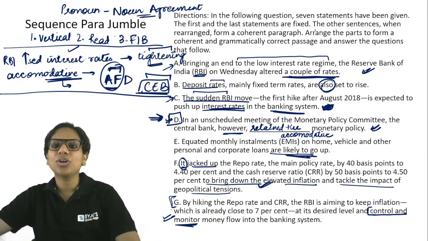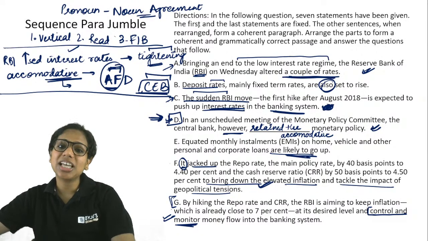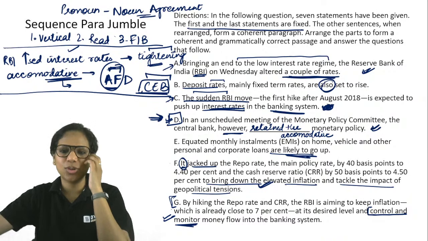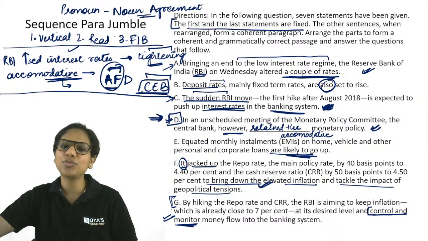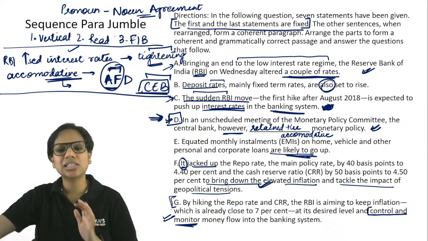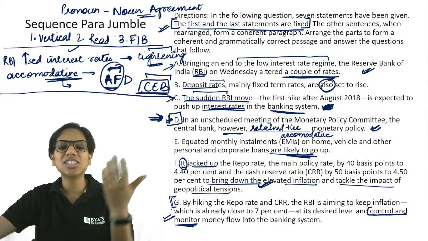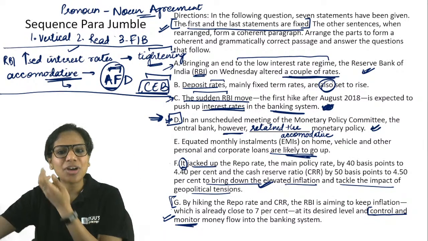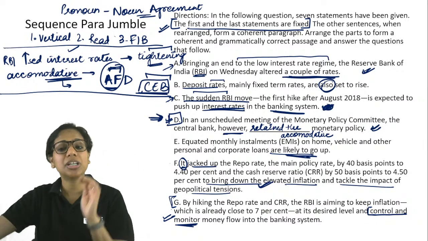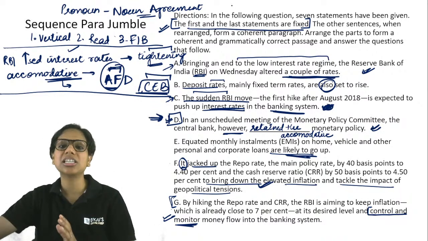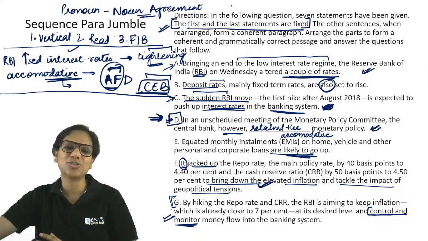Okay. Now, it says the first and the last statements are fixed. So yes, here it is mentioned. See, a lot of times in your exam this is not mentioned, right? So that's why I didn't take these instructions into account, because if this is mentioned, then it just gets reduced to a 5-sentence parajumble, right? But in your exam, I have seen 6-sentence parajumbles also. I've seen 7-sentence parajumbles also.